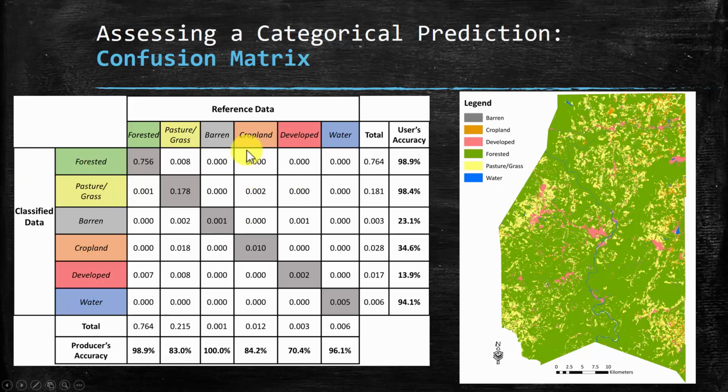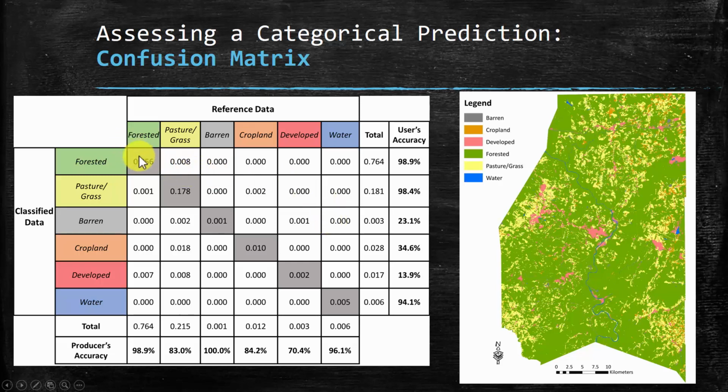So for example, all of the samples in this column were forest, so they were validated to be forest. These are pasture land or grass, barren, crop, developed, or water. In contrast, all of the cells or pixels or features in this row were called forest, whether they were forest or not. These were called grass, whether they were grass or pasture or not. These were called barren, whether they were barren or not, and so on and so forth.